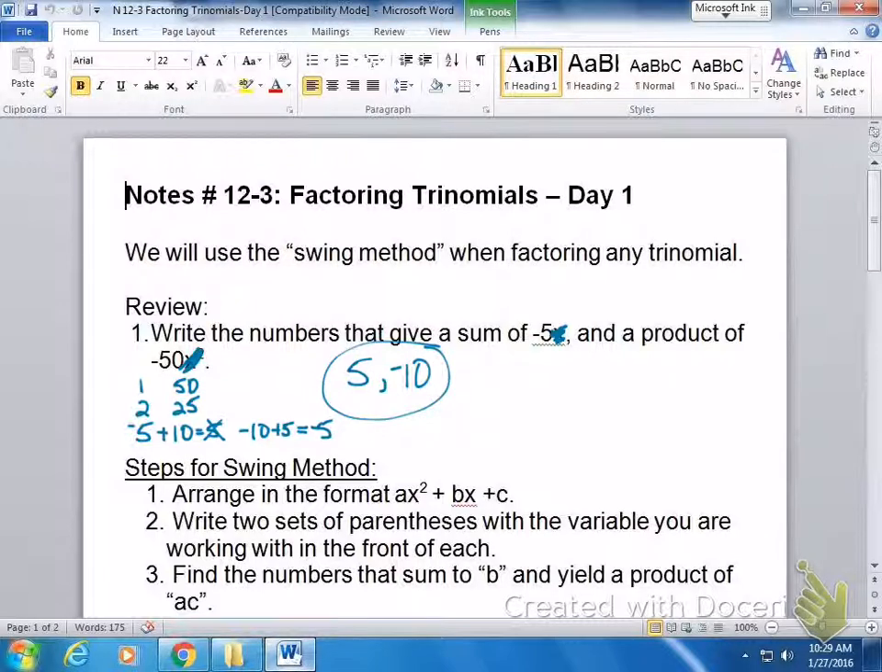And if you can do that, that's one of the harder parts of the swing method. So hopefully that goes okay. Remember, you've got to get help on that, because if you can't do that, you're going to have a lot of trouble with what we're about to do.